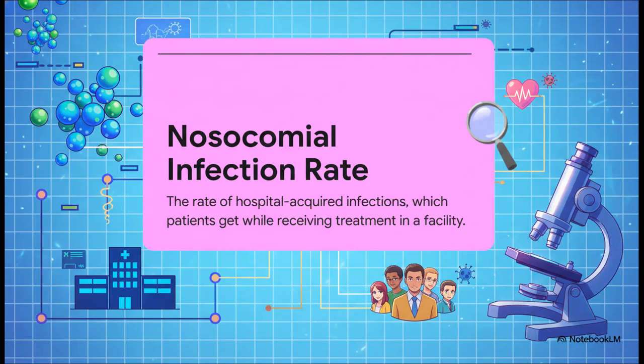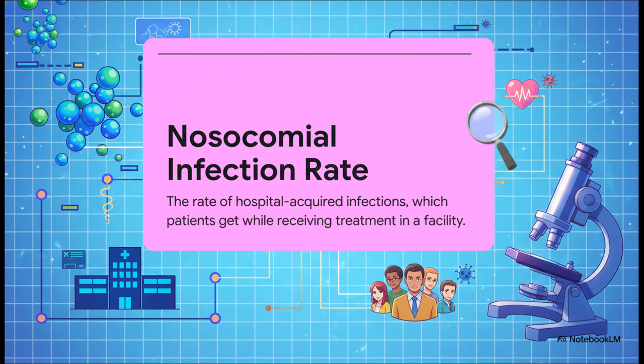So beyond mortality, we also have to track morbidity, which is just a term for sickness. And a huge measure here is the hospital-acquired infection rate. I mean, think about it. These are infections that patients get while they're in a hospital, supposed to be getting better. Tracking this number, sometimes called the nosocomial rate, is absolutely critical for improving safety and protecting patients from harm that could have been prevented.